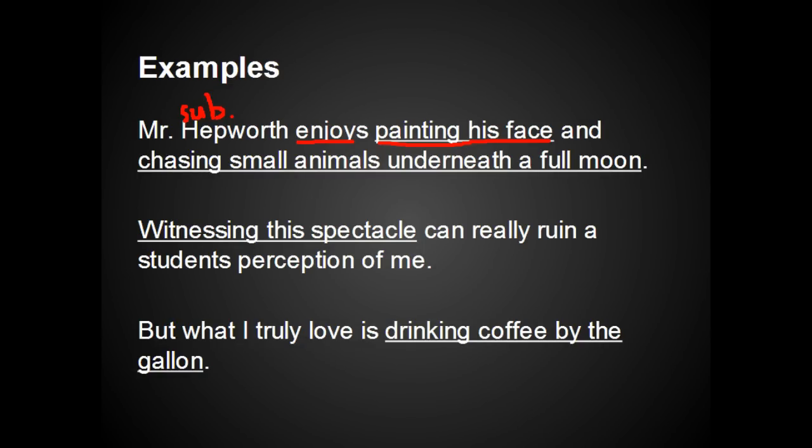This verb, enjoys, is an action verb. Action verb. Oh my gosh, this is so slow. Action verb. And we ask ourselves, what is the thing being enjoyed? And the answer is painting his face, which means that this particular gerund phrase is acting as a direct object. And connects our other one. What else does Mr. Hepworth enjoy? He enjoys chasing small animals underneath the full moon. So this is also acting as a direct object.